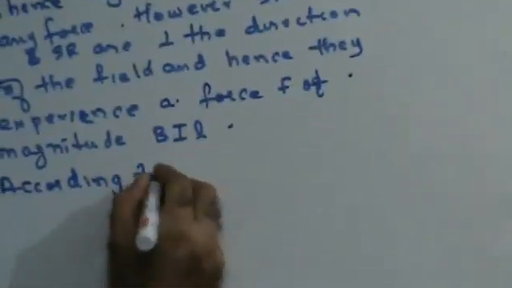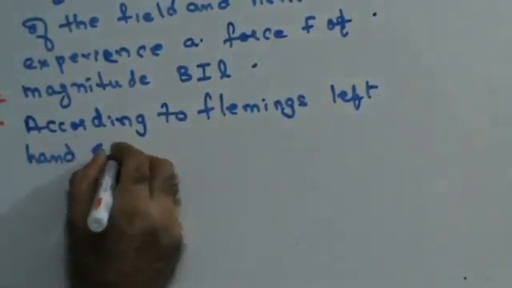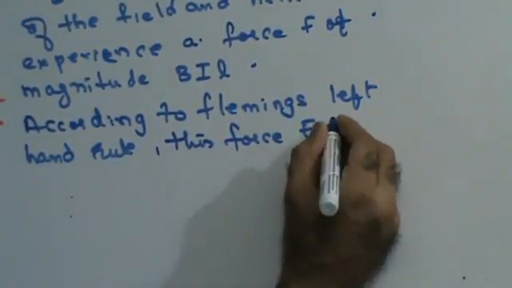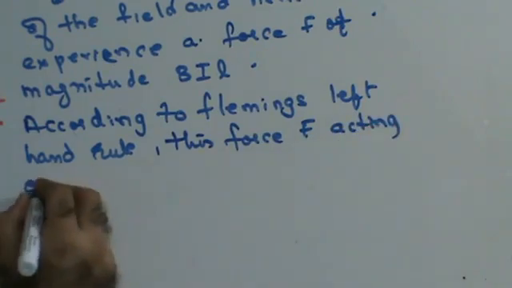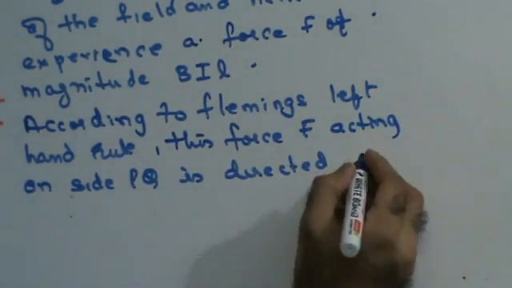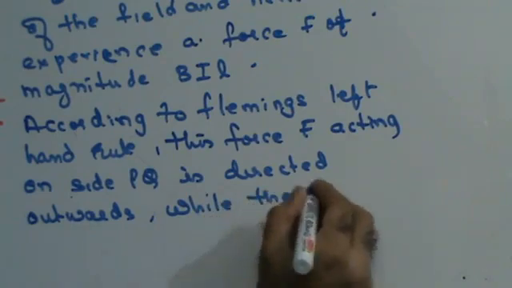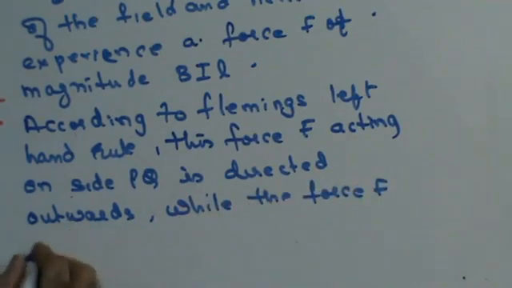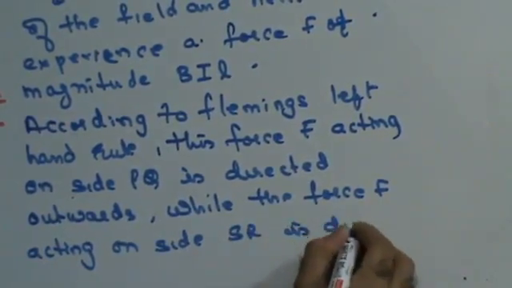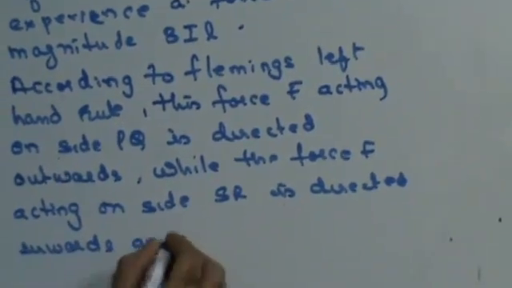According to Fleming's left-hand rule, this force F acting on side PQ is directed outwards, while the force F acting on side SR is directed inwards and perpendicular to the plane.